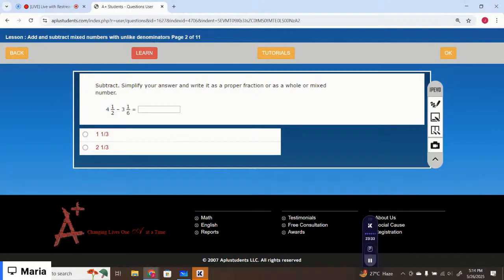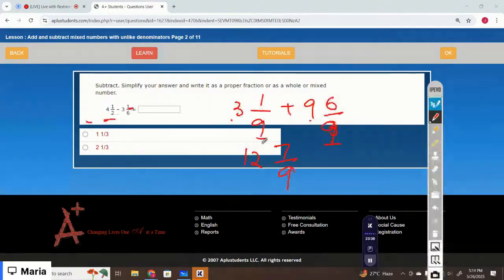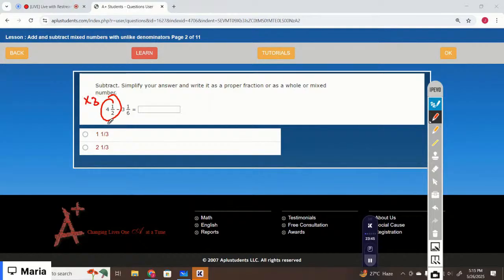So 4 whole 1 over 2 minus 3 whole 1 over 6. The first step you have to do is make the denominators the same. So 2 times 3 is 6. So you need to multiply the fractional part of this mixed number by 3, right? 1 times 3 is 3, 2 times 3 is 6, right?